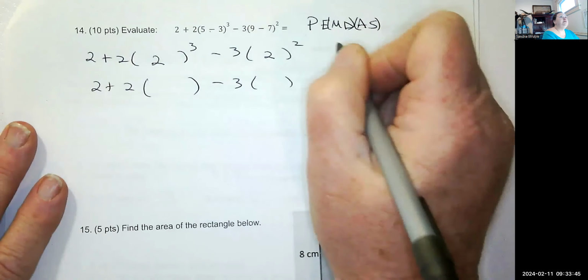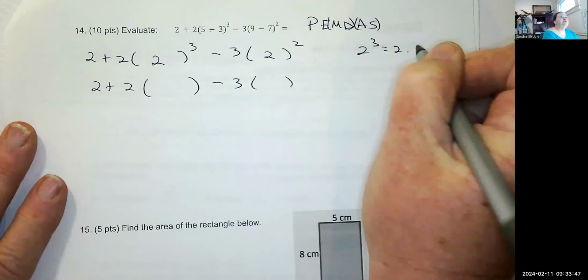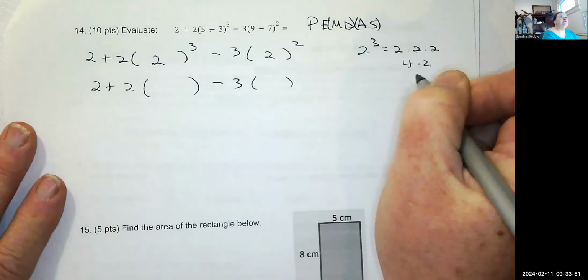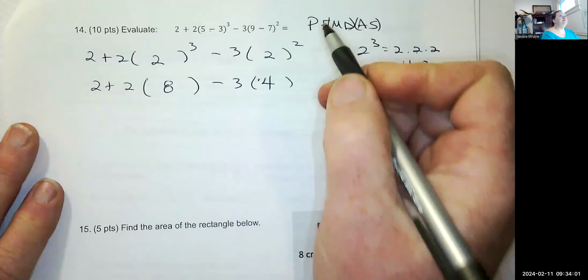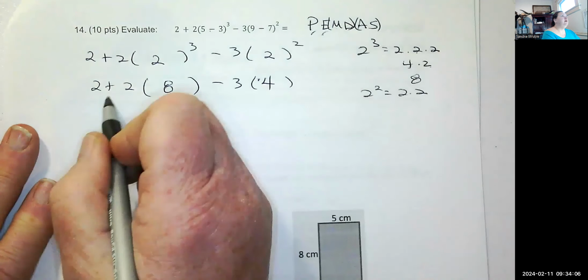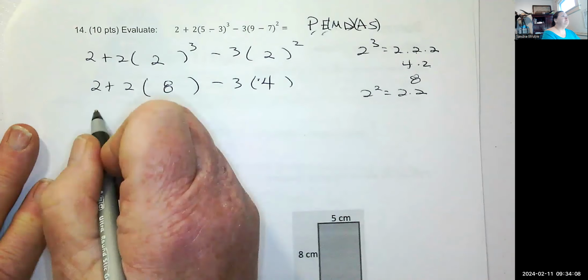So 2 cubed is 2 times 2 times 2. 2 times 2 is 4. 4 times 2 is 8. 2 squared is 2 times 2, which is 4. Okay, parentheses, check. Exponents, check. Now we have multiplication and division.